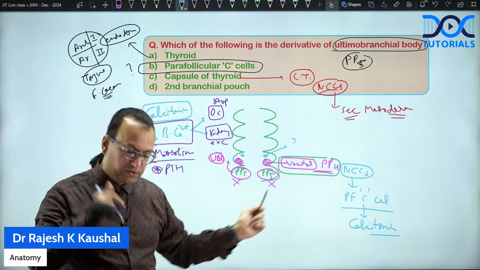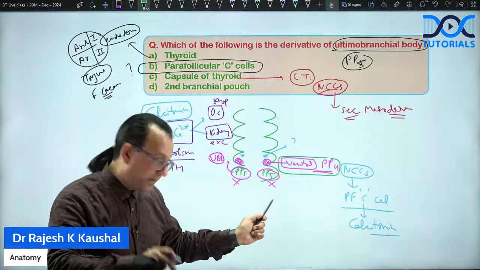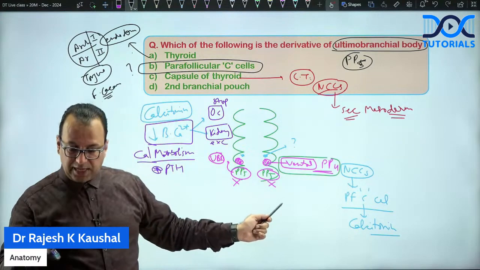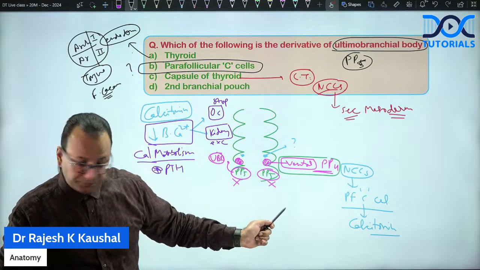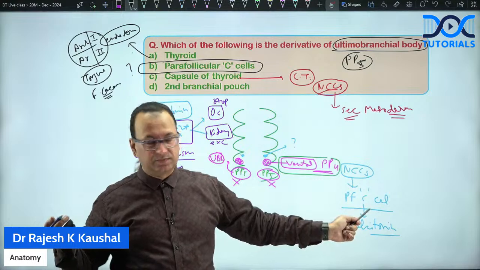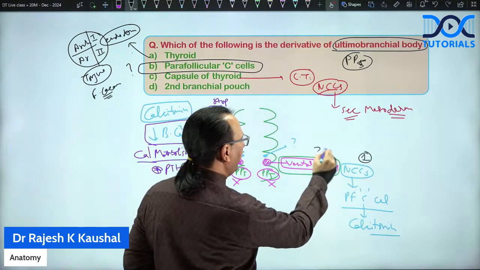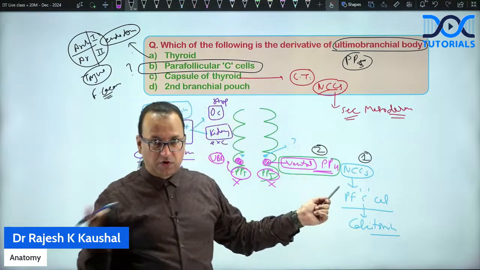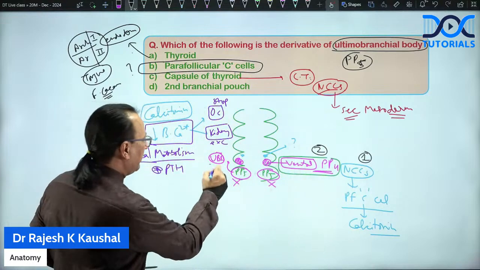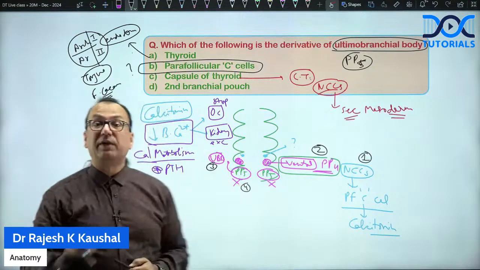I'll give you a sequence of answering the question, because it is a controversial question. Be careful here. If a question comes like it has already been asked, where are parafollicular C cells coming from? What is the first answer? First answer, neural crest cell, not found. Second answer, ventral part of pharyngeal pouch 4, not given. Third answer, ultimobranchial body, not given. Fourth answer, pharyngeal pouch number 5.